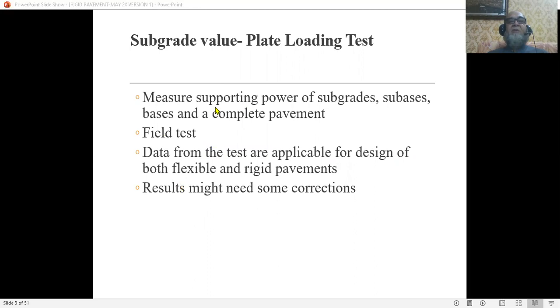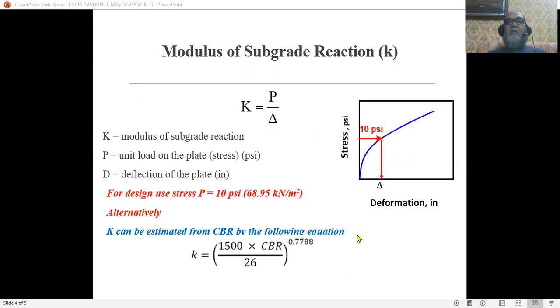This subgrade value measures the supporting power of subgrade, subbase, bases, and a complete pavement. It has an advantage: it can be performed as a field test. And the data from the test are applicable for design of both flexible and rigid pavements. And then we also need some corrections. So what you do, you keep on deforming the pavement through the hydraulic jack, and we note the stress.